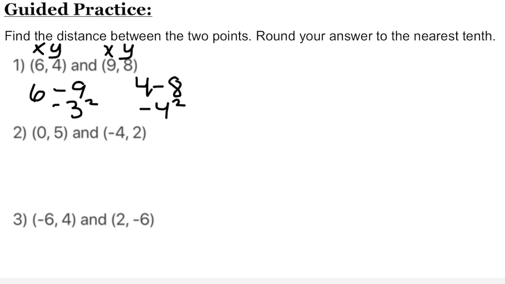So I have 9 plus 16, which is the square root of 25, which is not approximate, because 25 is a perfect square, which is 5. No rounding to the nearest tenth necessary on that problem. Hopefully we all got that one, but if not, we're going to try another one. So go ahead and pause the video and try number 2 on your desk.